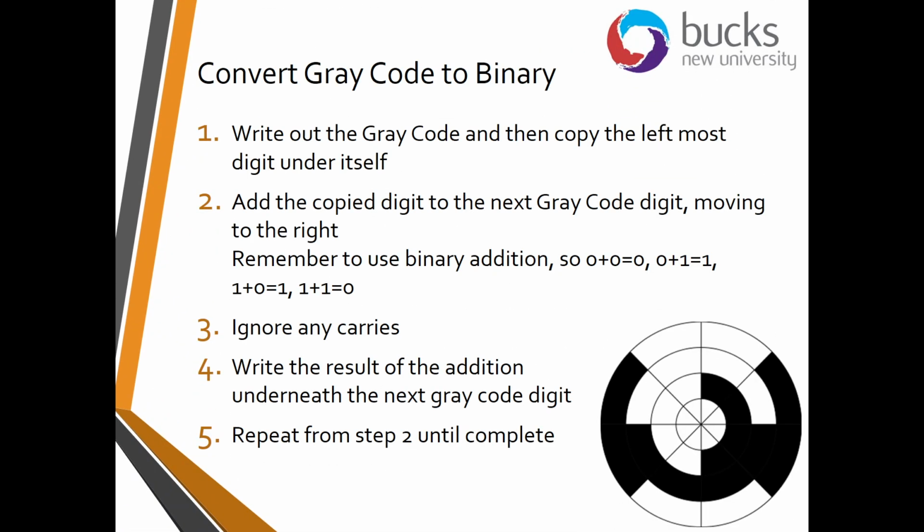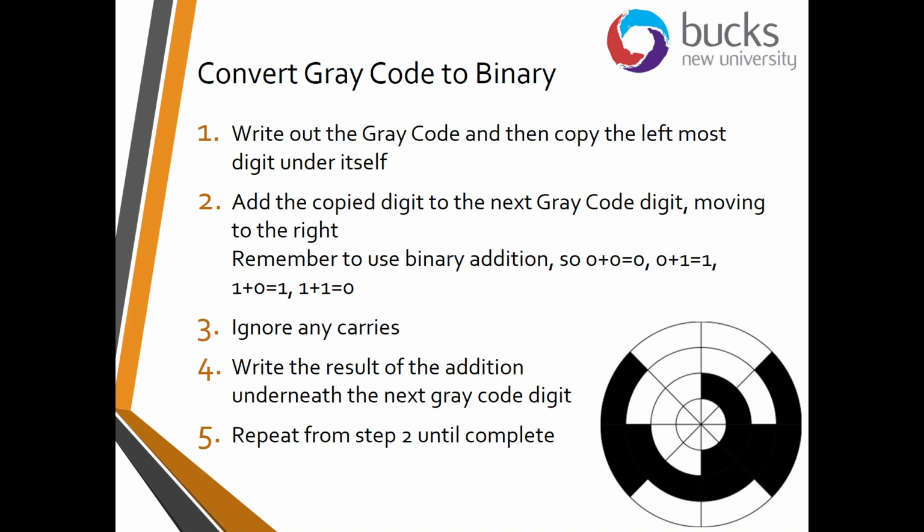So you can write out Gray code, but you need to then convert it to binary in order to turn it back into a decimal number effectively. The way this works is you write out the Gray code, then you copy the leftmost digit under itself, add the copied digit to the next Gray code digit, and move towards the right. So you start at the left and move towards the right. And remember to use binary addition.